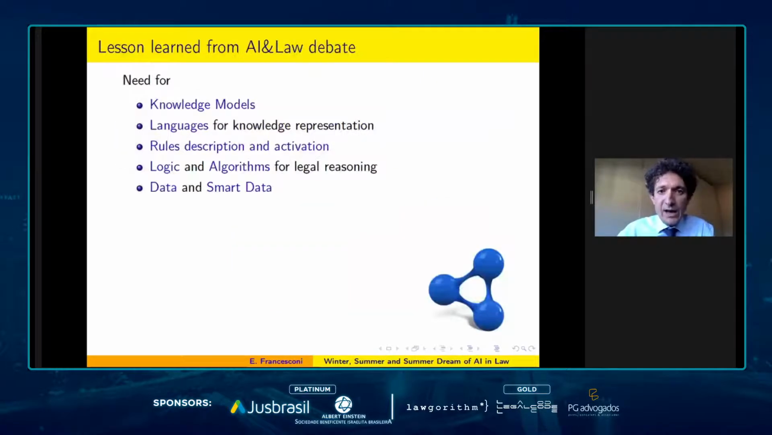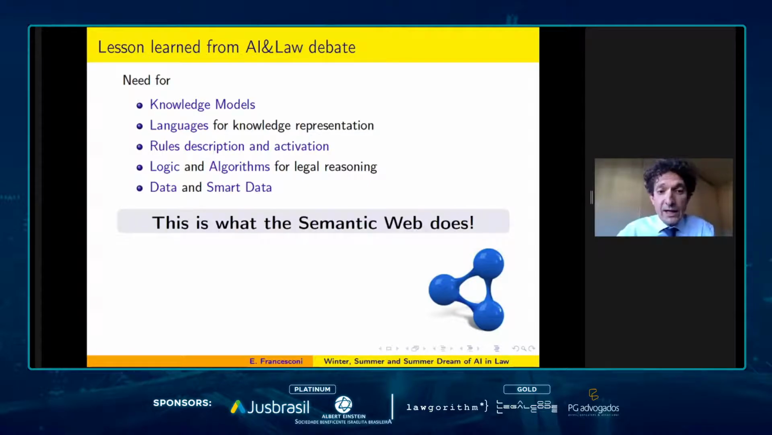Now, from the lessons learned in the AI and law debate, we have seen the need for knowledge models, for languages for knowledge representation, the need for describing rules and having the possibility to activate such rules, the possibility of developing logic systems and algorithms for legal reasoning, and having the possibility to exploit data and smart data. And this is actually what the semantic web does.